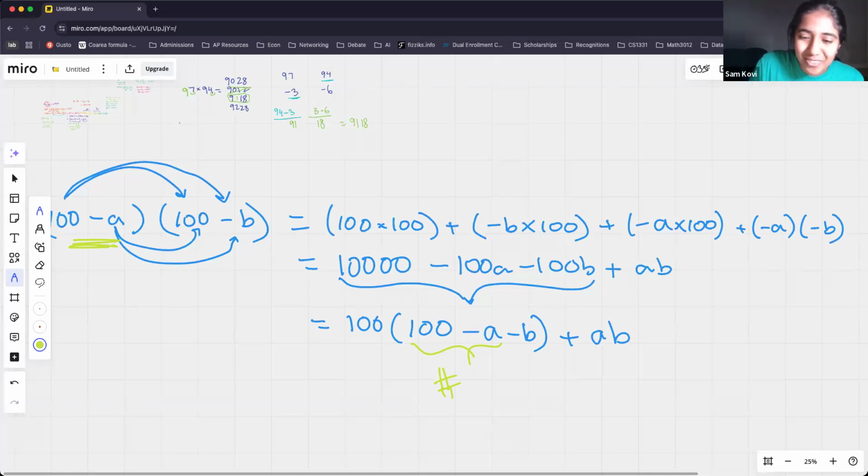Okay, and like I said before, this proof also applies to multiplying two numbers that are both close to and less than 1,000. Okay, awesome.